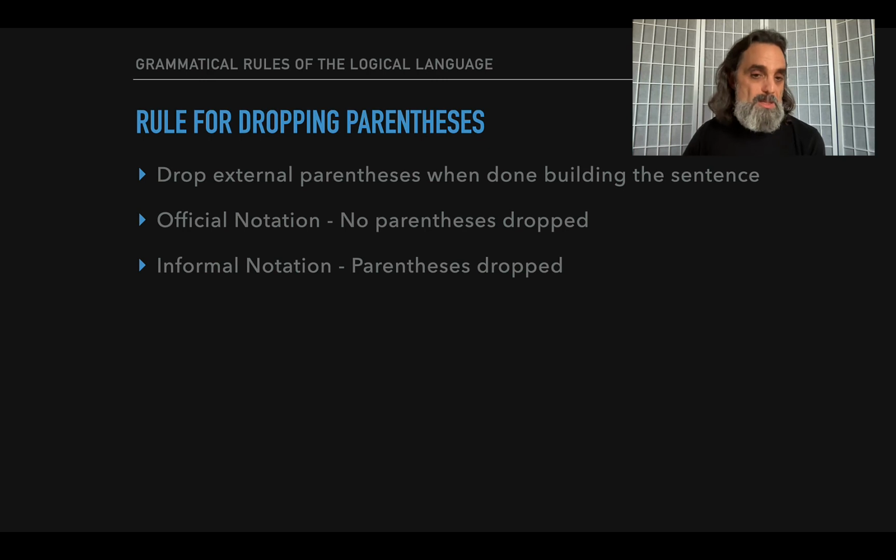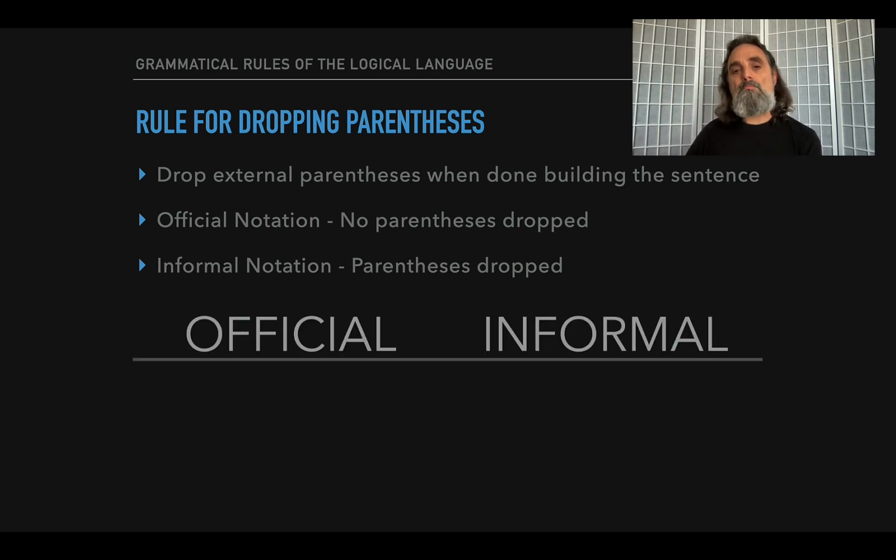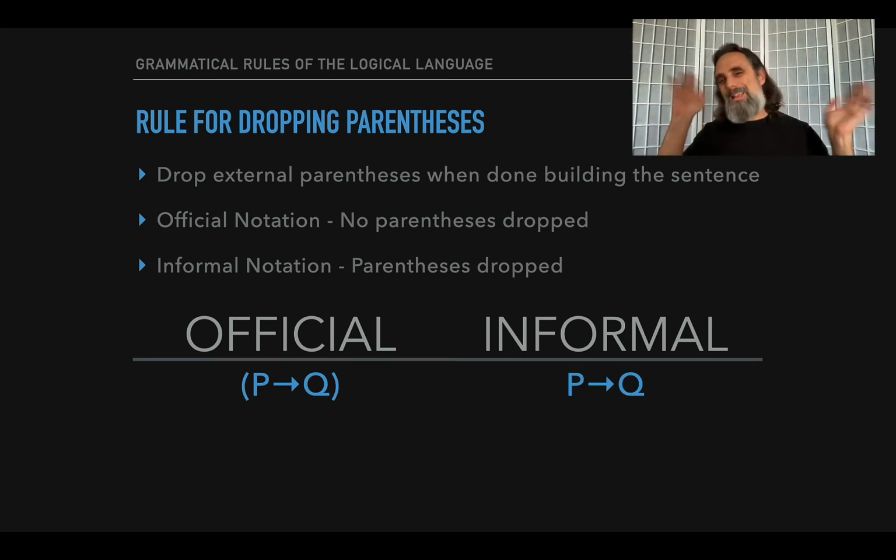So let's just look at some examples of this to finish up our video here. So official: parenthesis, P arrow Q, parenthesis, right? You take two things that are already sentences, P and Q, put an arrow between them, put parentheses around the whole thing, you have another sentence, great, following the rules. In informal notation, we say build it up that way, fine, but then drop that last pair of parentheses, and we just have P arrow Q.